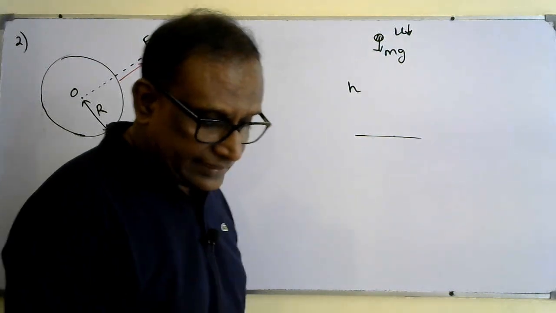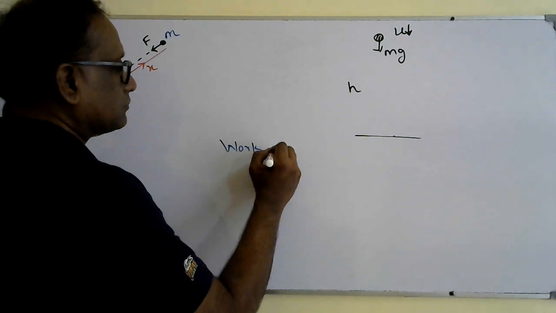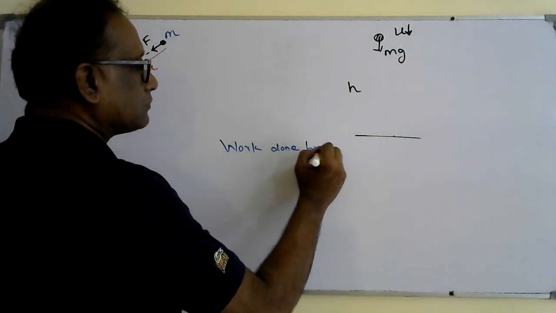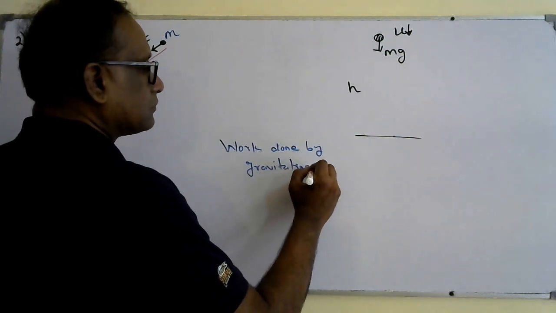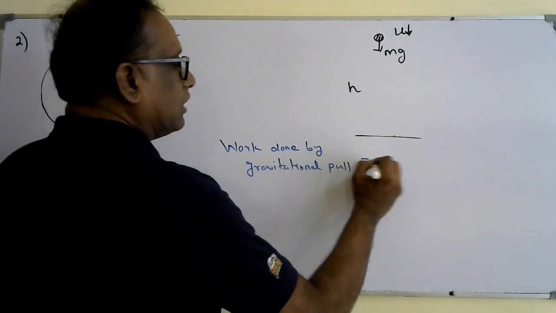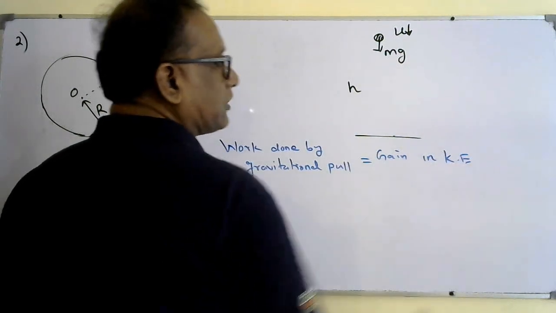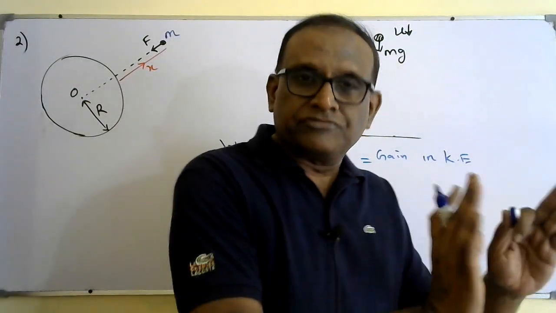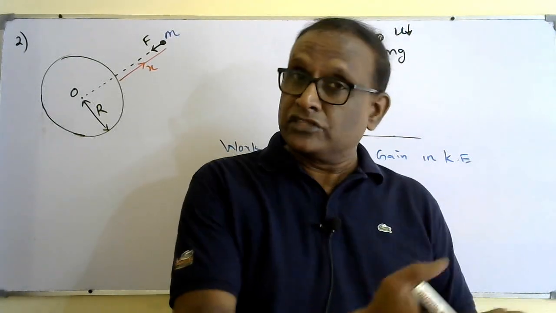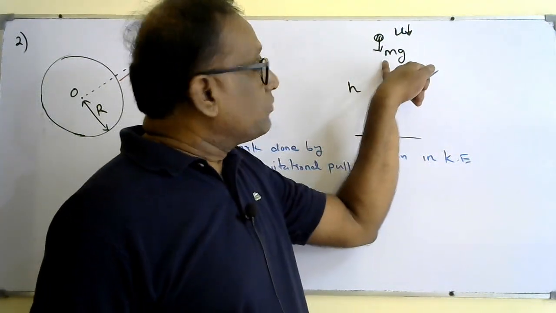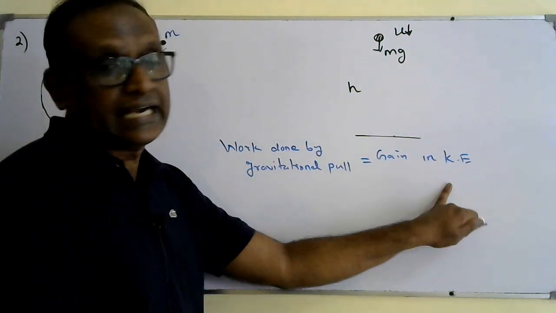So we can write: work done by the gravitational pull equal to gain in kinetic energy. When you are pushing a trolley, you are applying a force, and force means you are doing work. Work done by you equals the gain in kinetic energy of the trolley. Like that, Earth is doing work. The gravitational force is doing work. So work done by the gravitational pull is equal to gain in kinetic energy.